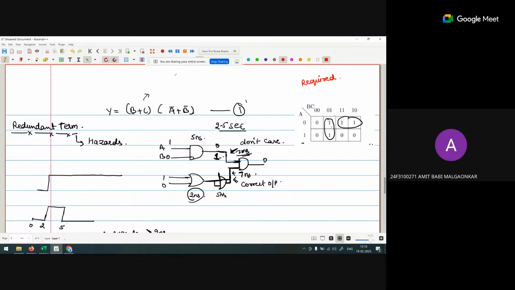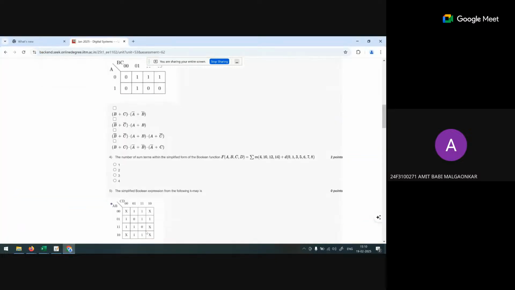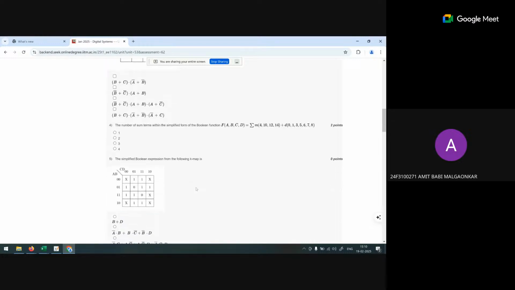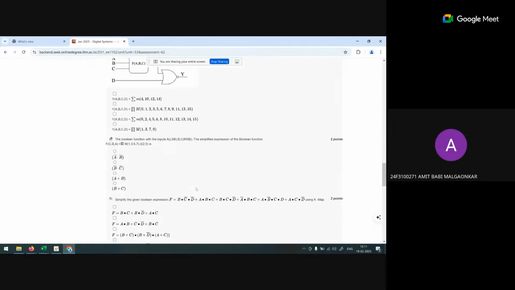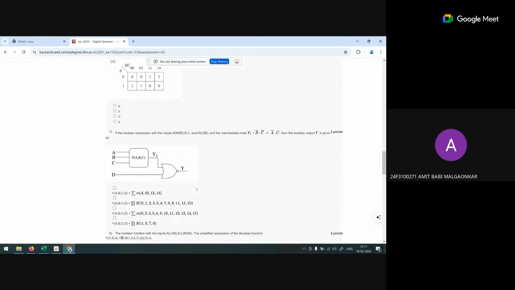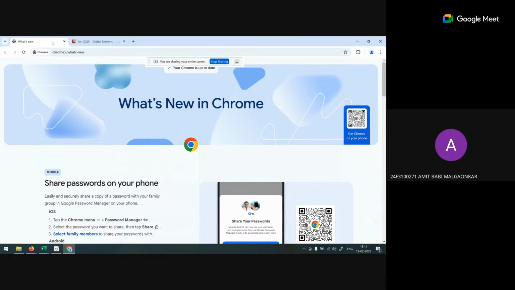Sir, in question number 4, the number of sum terms that it is asking is the POS, product of sum terms, right? Product of sum is sum of product terms. Min term is given. When we convert this min term to a max term, the don't care conditions remain the same, right? Yes, there is no effect on the don't care condition.